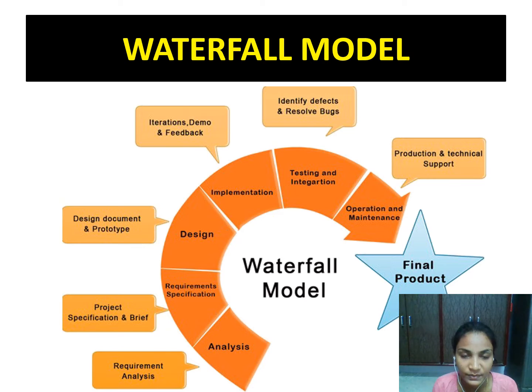And the fourth step is implementation. Under implementation come iterations used in the project. After using iterations, the project is demoed and gets feedback, and the fifth step is testing and integration. Once the demo is completed, testing will be done, and if bugs are found, they will be debugged. And the sixth step is operation and maintenance. After completion of this project, maintenance is required. The project should not work once and stop. It should work continuously. At last, the final product comes.